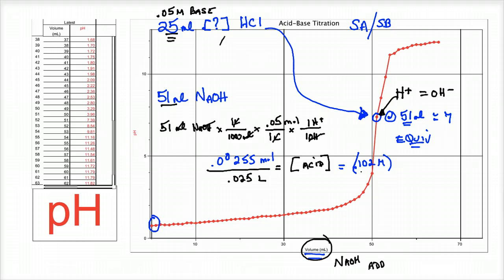Okay, good for me. So my initial concentration of my acid, HCl, is equal to 0.102 molar. Now, I could have done it another way. The other way I could have done it was the old school method: MV of the acid equals MV of the base.